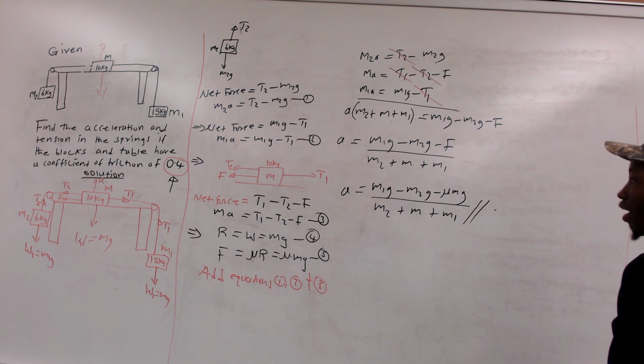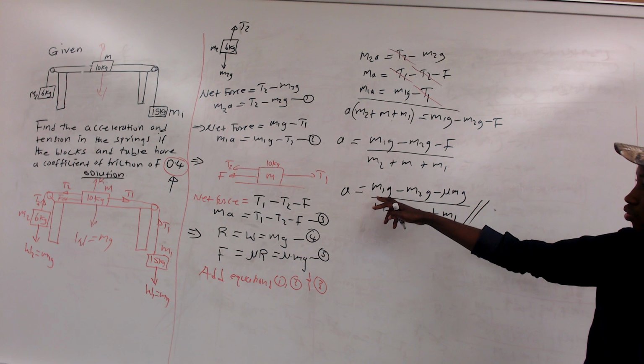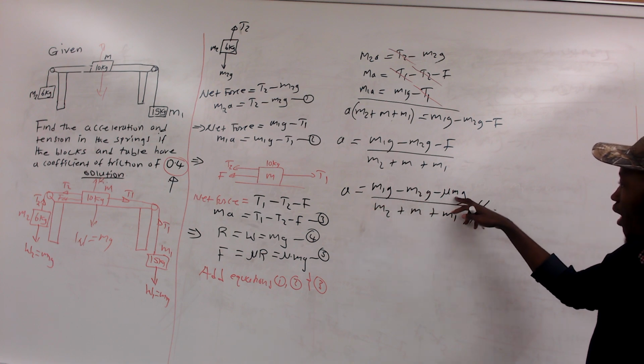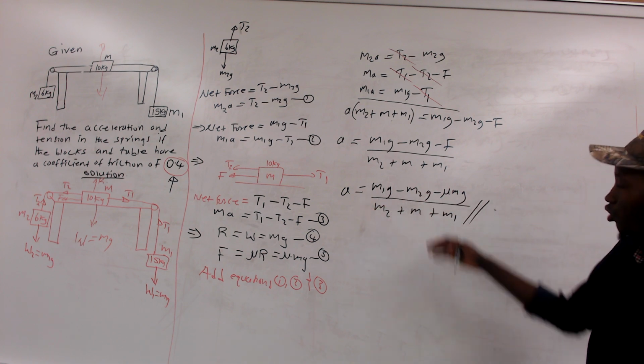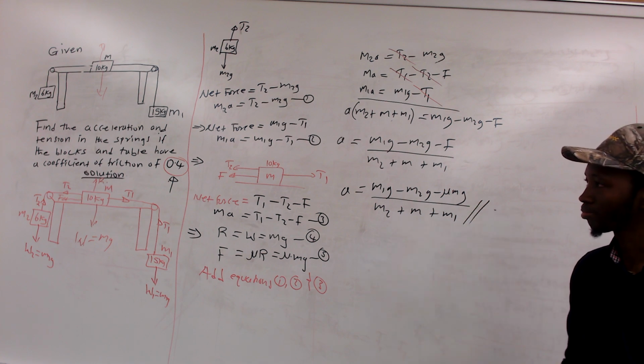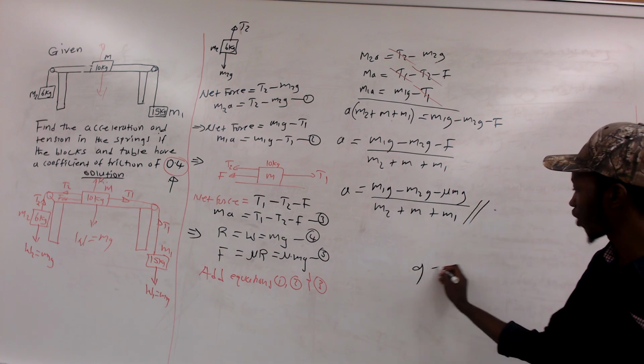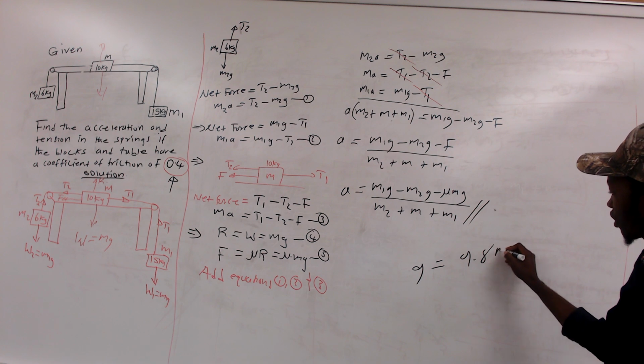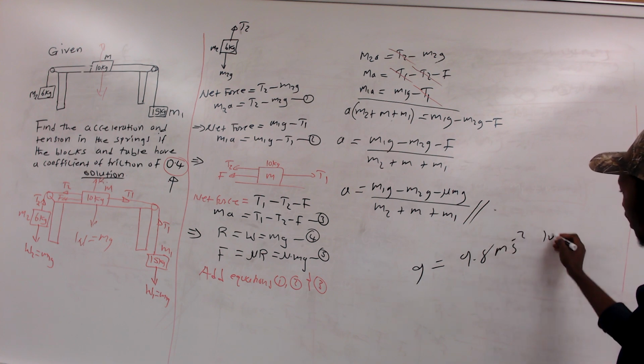So if you are required to find A, since we have the values for M1, M2, M, G, and mu, we can just plug them in. But G is not given. You know, G varies. Since we are on Earth, we can take G as 9.8 meters per second squared, or we can take it as 10.